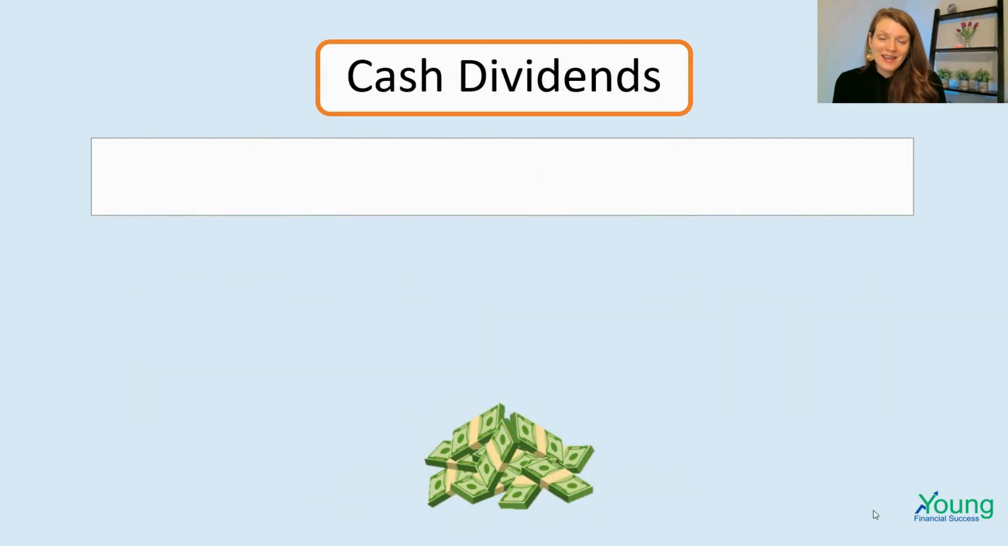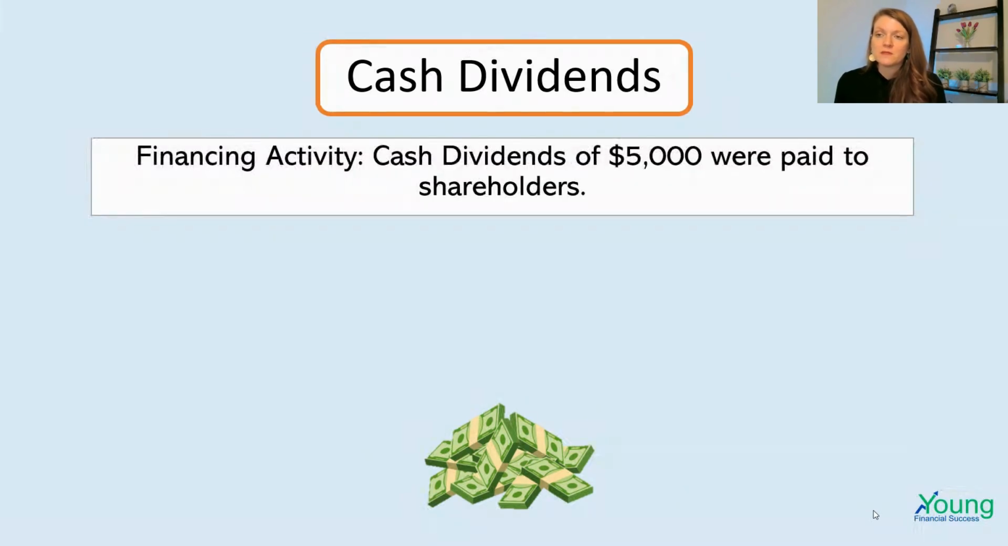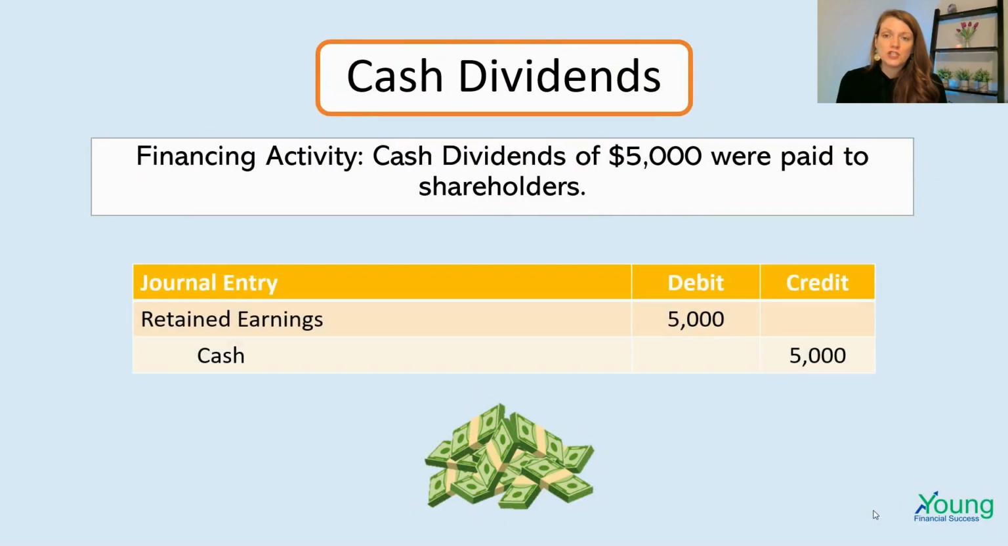Last one we're going to look at in this video, and then we're going to look at putting all of it together. So you definitely want to watch the next video as well so you can see where all of this goes. But we see in H that we had cash dividends. So it says that this is also a financing activity. If we pay dividends, it's a financing activity. So cash dividends of 5,000 were paid to shareholders.